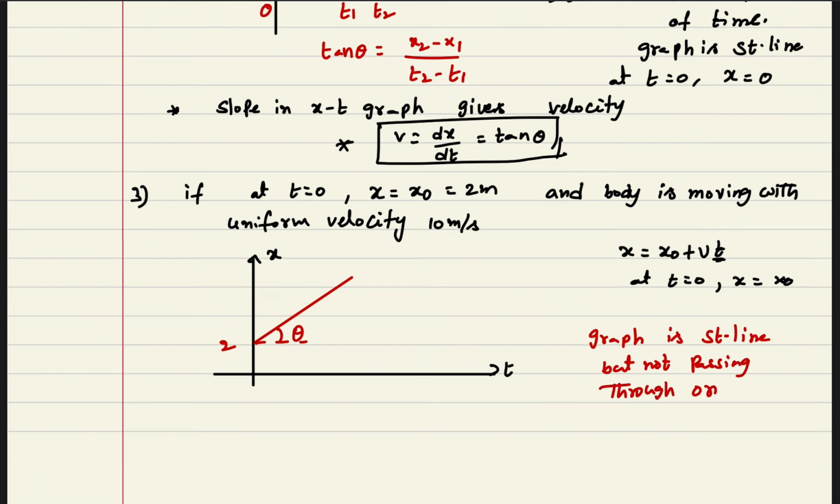But not passing through origin. You can write, this is the graph. Okay. Next graph, you can see if a body is moving with uniform acceleration.